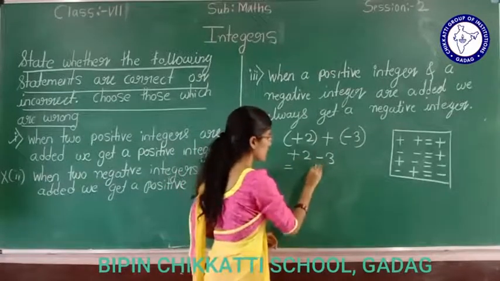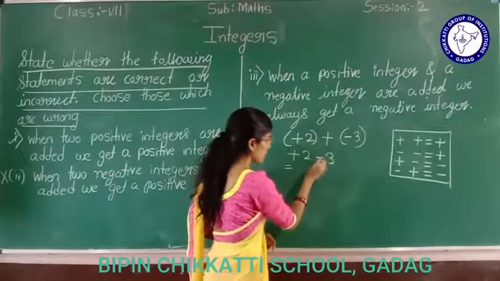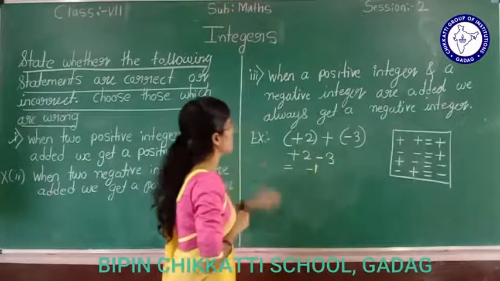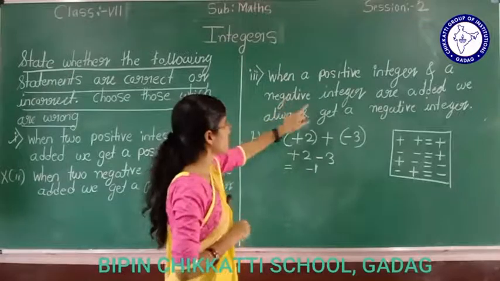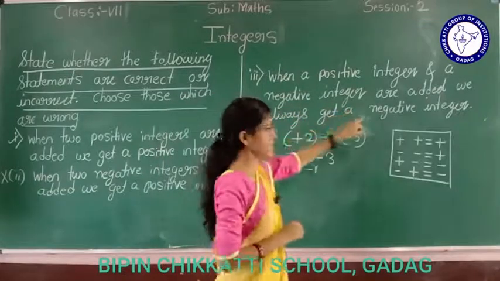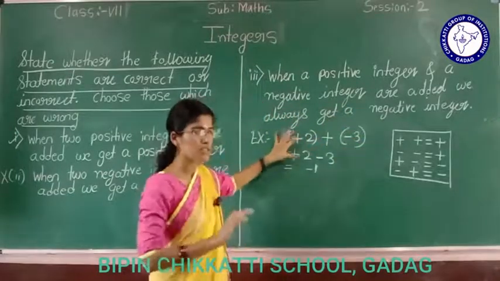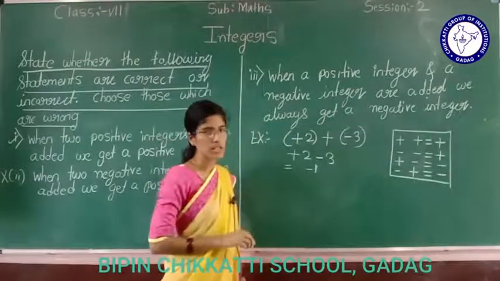Which is the bigger number? 3 is the bigger number, and 3 has the minus sign. See here, when a positive integer and a negative integer are added, we always get a negative integer. Okay, for this we are getting a negative integer.